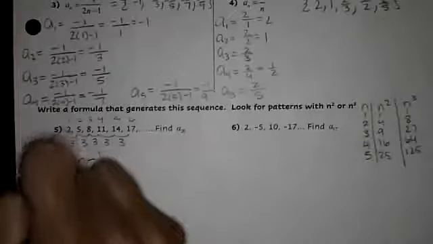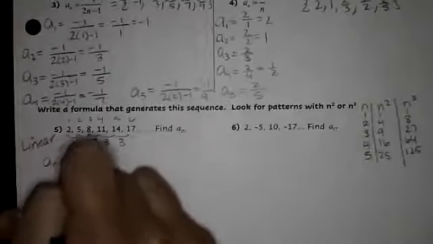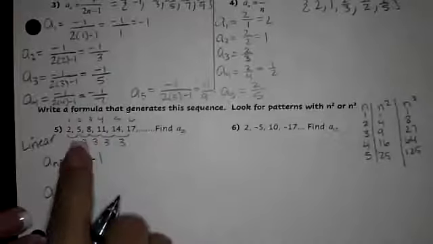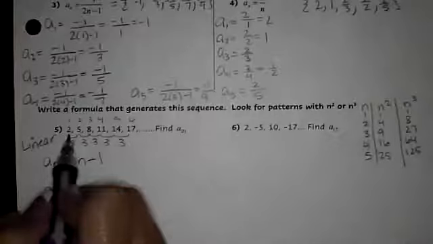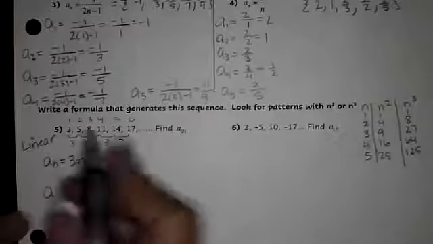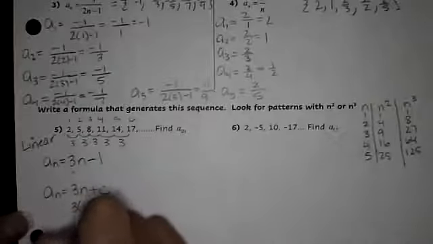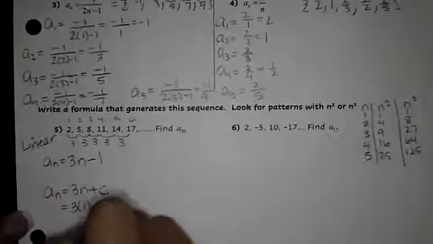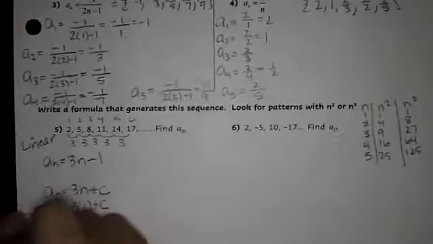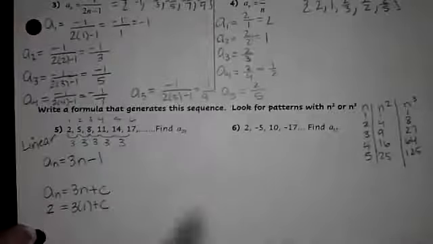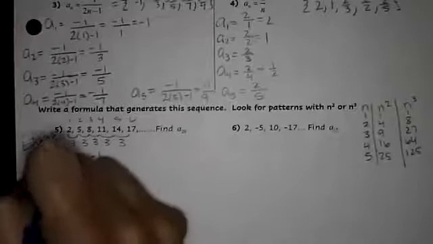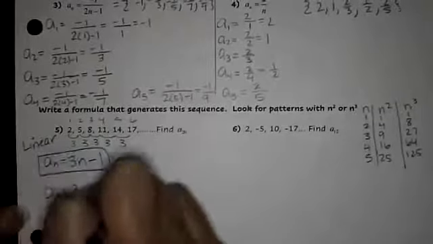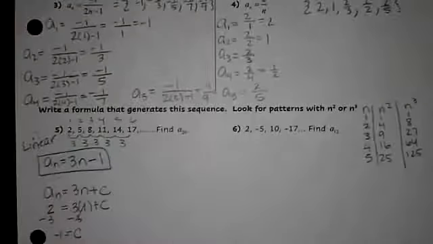Another way of doing that: if we had a_n equals 3n, we already knew that because we had found that constant, I can do plus c, and then I can plug in this first one. So my 1 is the term number, so I'm going to put that in the place of n. And my value is 2. That's what the term is at 1. And so I would subtract the 3 to get it to the other side, and c is equal to -1. So that is one way using the table and one way using the equation.